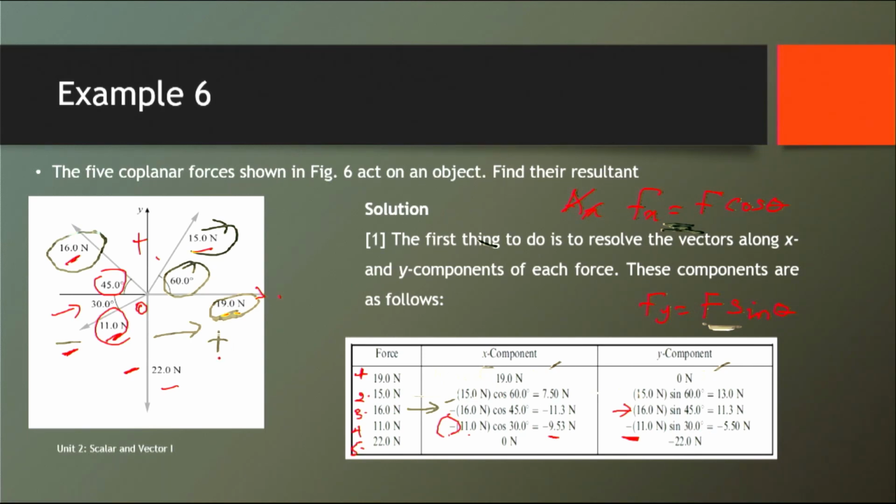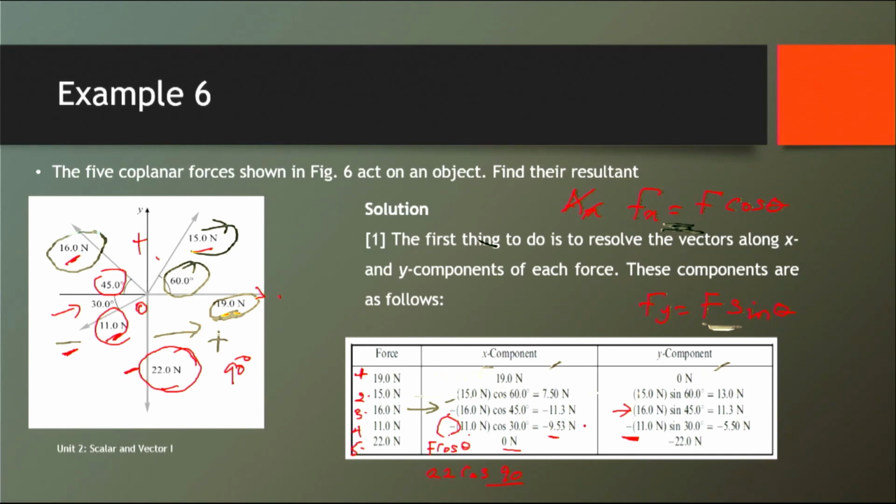Now, let's look at the force 22. The force 22 is perpendicular to our x-axis. The angle is not given, but we know it's perpendicular, and perpendicular is going to be 90 degrees. So our formula for this becomes F cos theta, which here becomes 22 cos 90. Cos 90 is 0, that's why we have 0 newtons for the force 22 perpendicular to the x-axis.